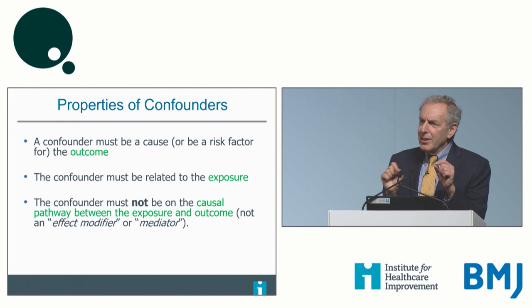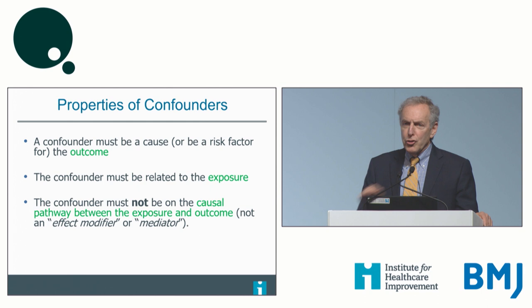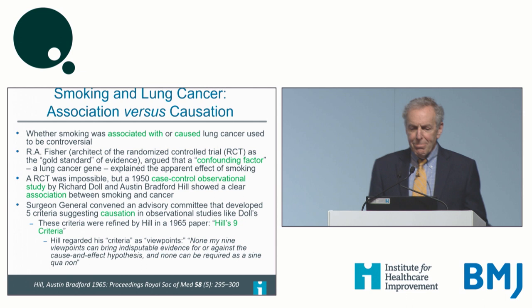So that's the key difference. A confounder affects both the exposure and the outcome. An effect modifier or mediator is on the direct causal pathway, and we don't want to eliminate it from our thinking. So let's look at smoking versus lung cancer.